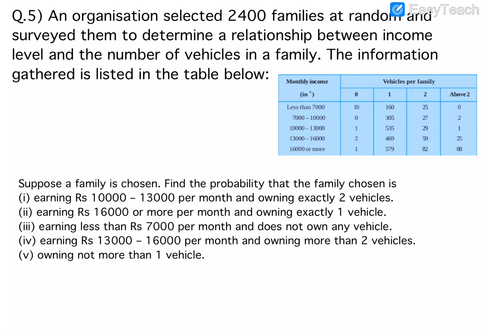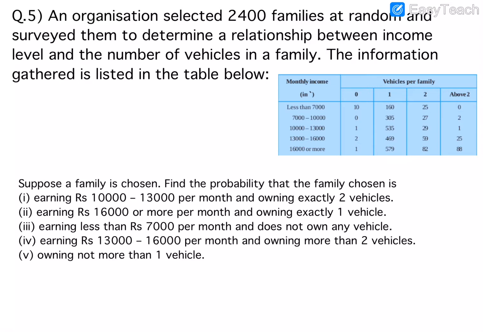0 vehicles रखने वाले 10 families हैं in this income group. इसी तरीके से 1 vehicle रखने वाले 160 families हैं, 2 vehicles रखने वाले 25 families हैं, and more than 2 vehicles रखने वाले 0 family हैं.